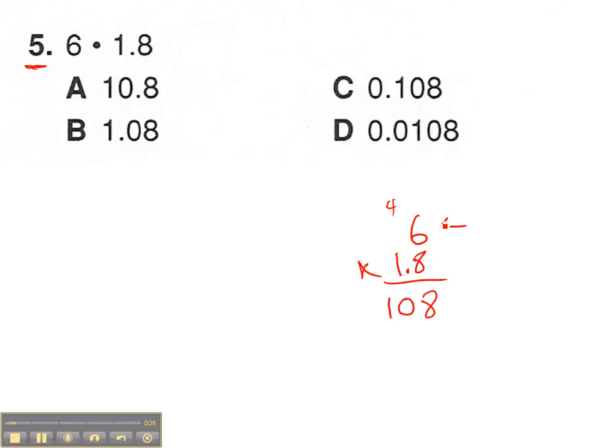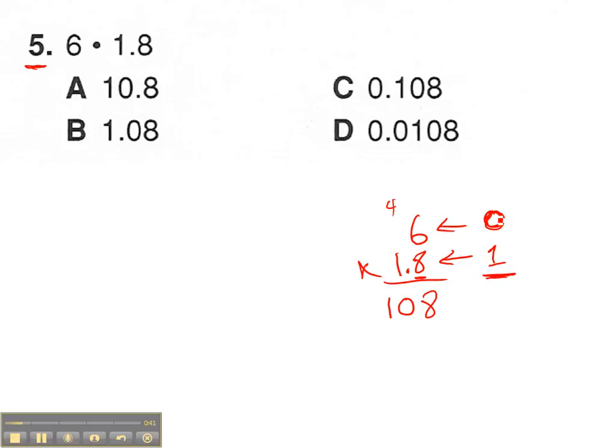Now, how many decimal places are in this factor? 0. That's a whole number. How many decimal places are in this factor? There's 1 decimal place. And then the sum of the decimal places in our factors will tell us how many decimal places we have in our product.